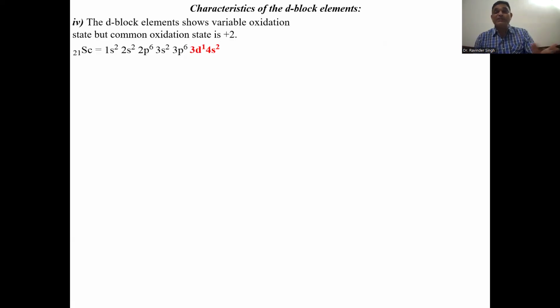Why is it showing +3 also? As I already explained, the energy of the 3d is nearly the same as that of the 4s. So the 3d electron can be lost like that of the 4s. So it can show the +3 oxidation state along with the +2. This means the d block elements can show variable oxidation states, and the explanation can be given like that.